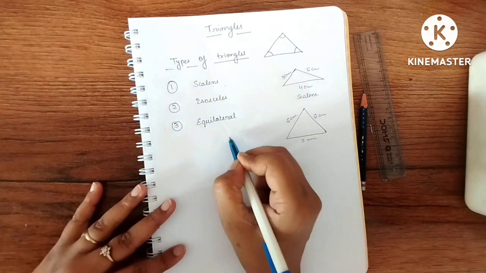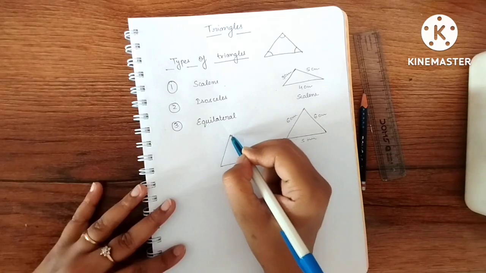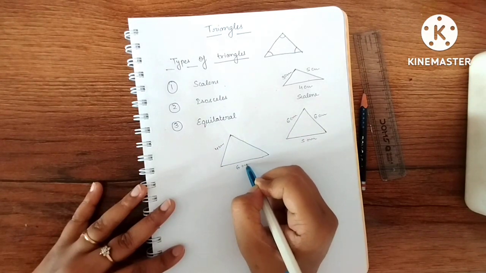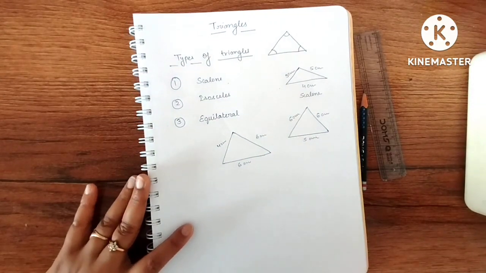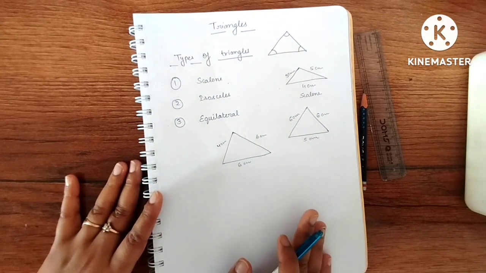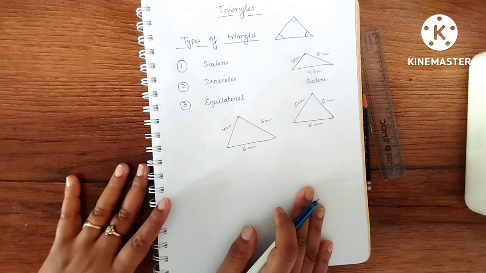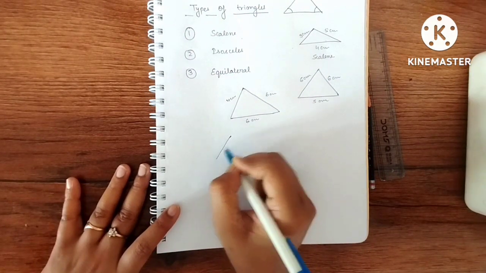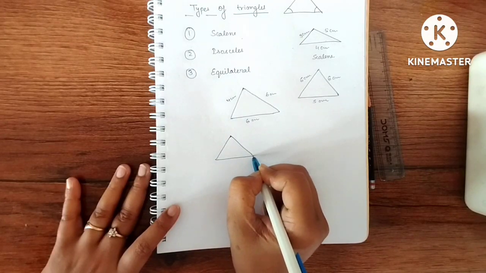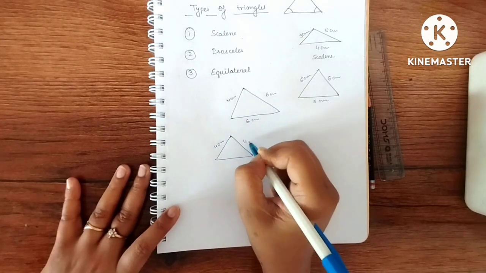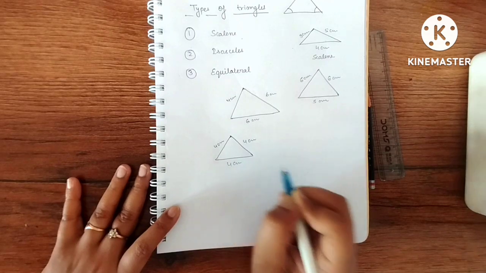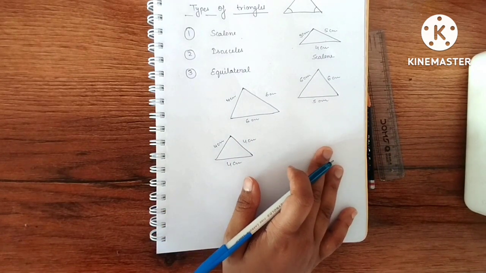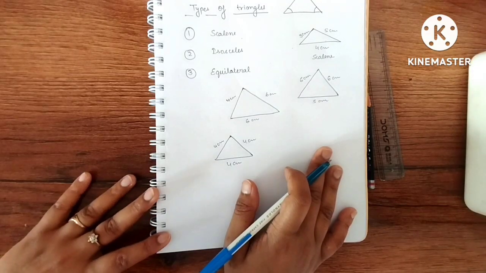Any two lines. It can be like this: this is 4 centimeter, this is 6 centimeter, this is 6 centimeter. Okay? So any two lines can be same and the third one should be different. Equilateral, where all the three lines are of same length: 4 centimeter, 4 centimeter, 4 centimeter. Then it is called an equilateral triangle.